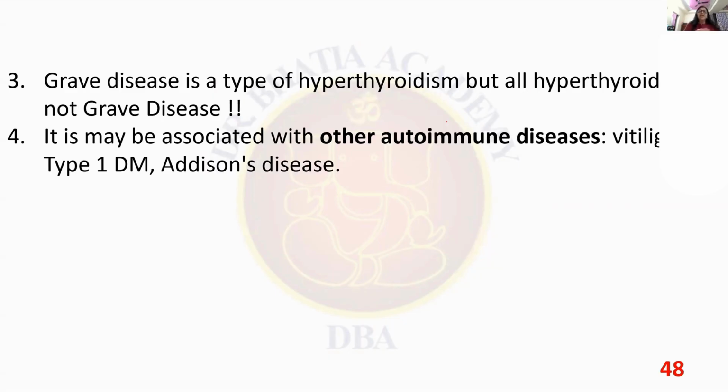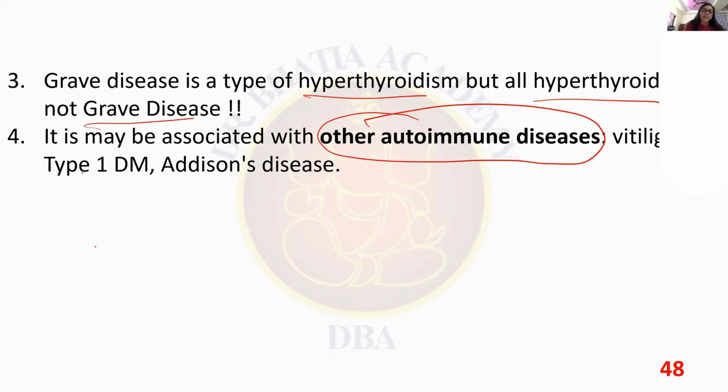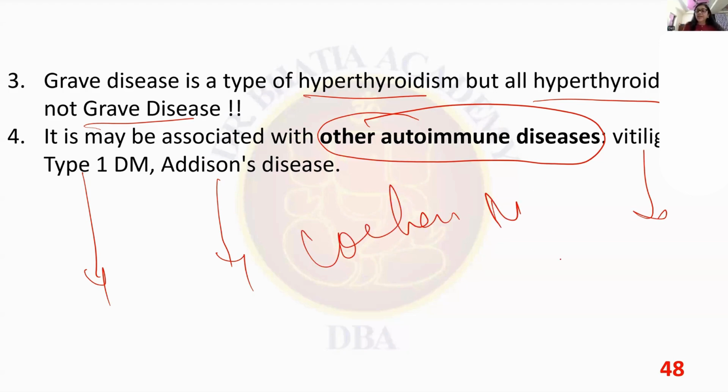So what are the various eye signs? Graves' disease is a hyperthyroidism, but all hyperthyroid are not Graves. This we just read. Now, it's an autoimmune condition, so it can be associated with other autoimmune conditions, mainly type 1 diabetes, Addison's, vitiligo, celiac, myasthenia gravis. All these autoimmune conditions can coexist.